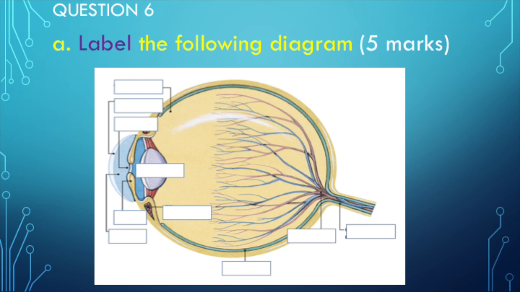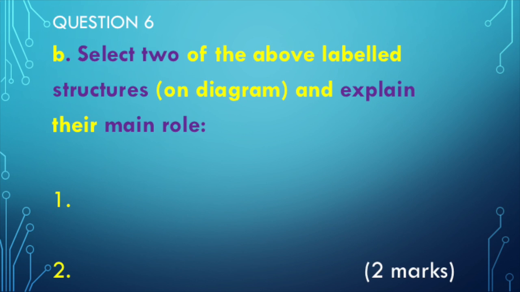Question 6a. Label the following diagram. Question 6b. Select two of the above labelled structures on the diagram and explain their main role.